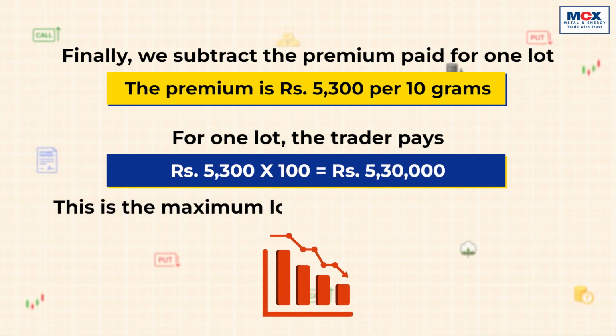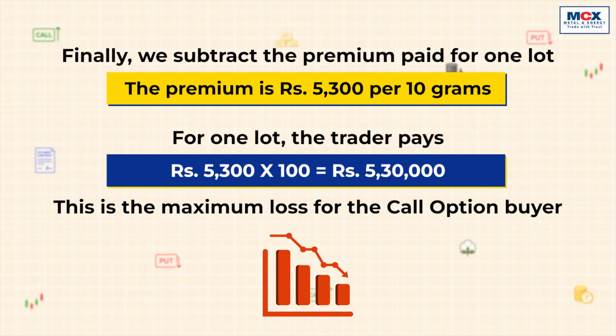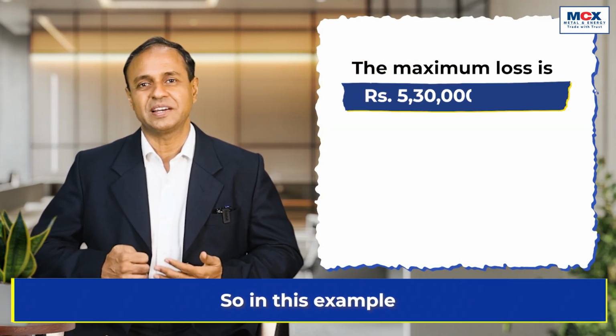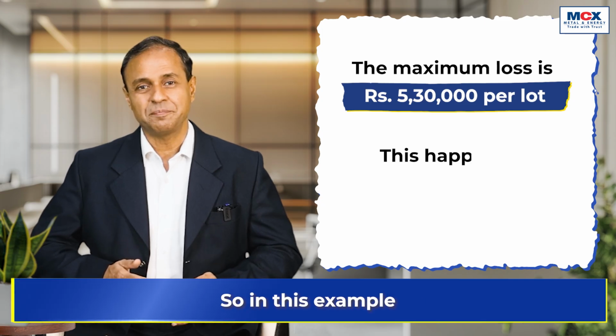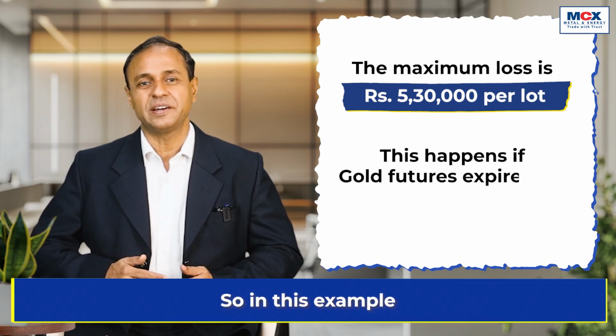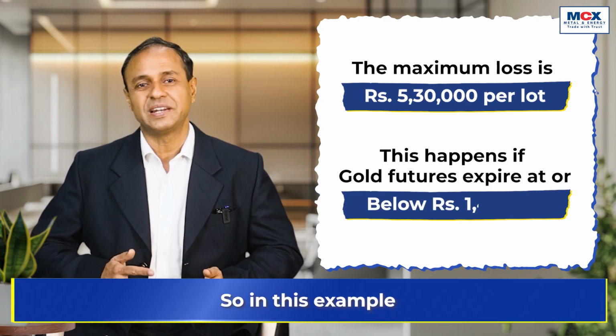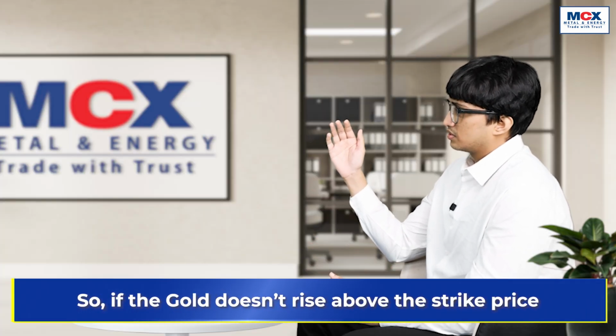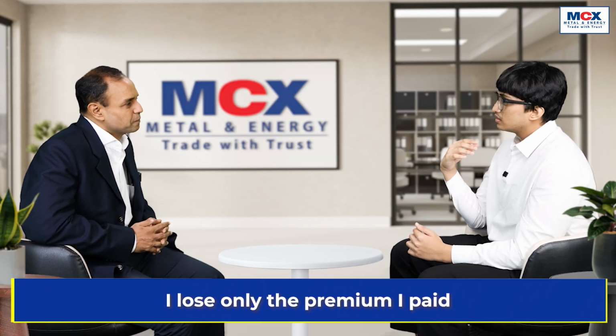This is the maximum loss for the call option buyer. So in this example, the maximum loss is Rs 5,30,000 per lot. This happens if the gold futures expire at or below Rs 1,40,000. So if the gold doesn't rise above the strike price, I lose only the premium I paid, correct?